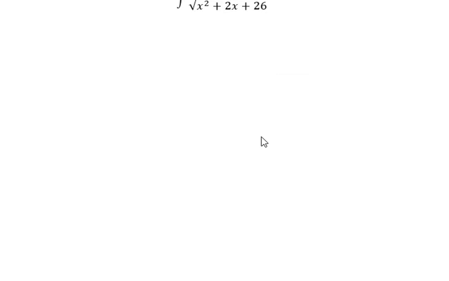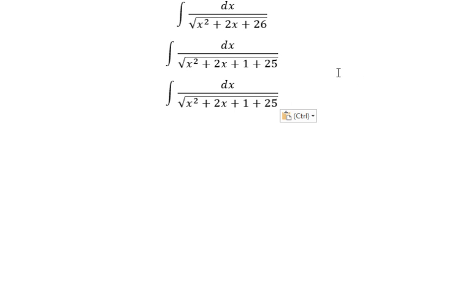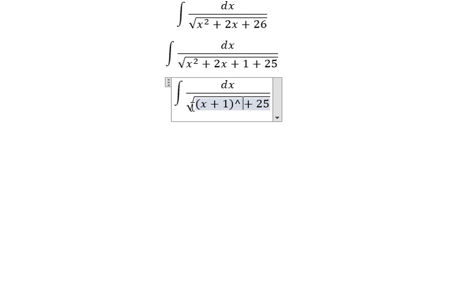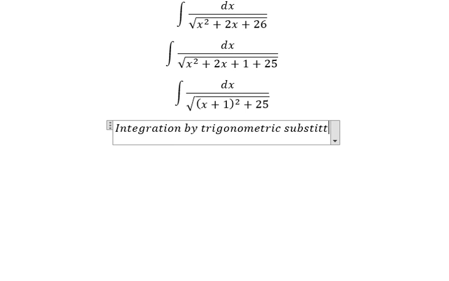Now we go to the last one. About 26, we can put it into 1 plus 25, because I want to create an identity in here. This one you get s plus 1 to the power of 2. Now we need to use integration by trigonometric substitution.